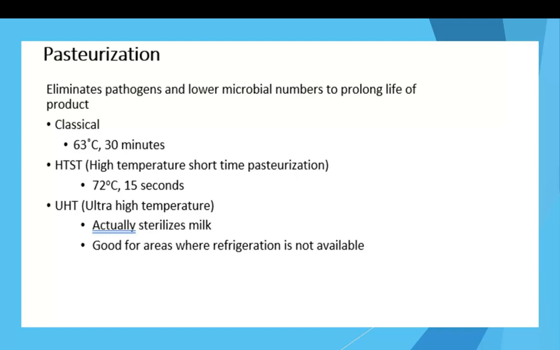Then we have the high temperature short time pasteurization, which they usually use for the milk that we get from the fridge in the stores. So they use 72 degrees Celsius for 15 seconds. And then we have ultra high temperature, which they use for the milk that is usually not in the fridge, so they are in boxes on the shelf, so they don't need to stay in the cold temperature, and they have a longer shelf life. So they use this UHT, ultra high temperature technique.